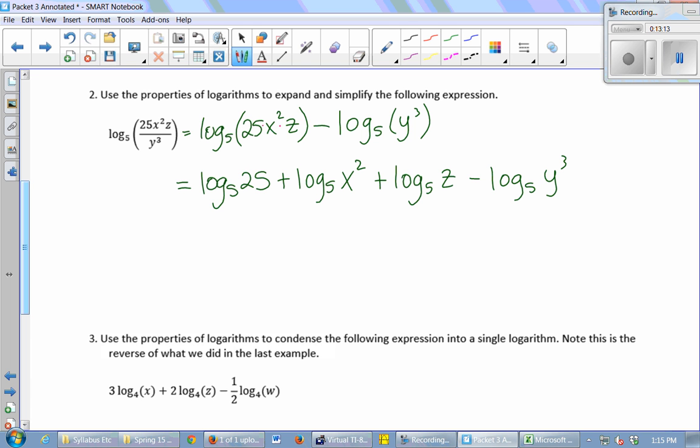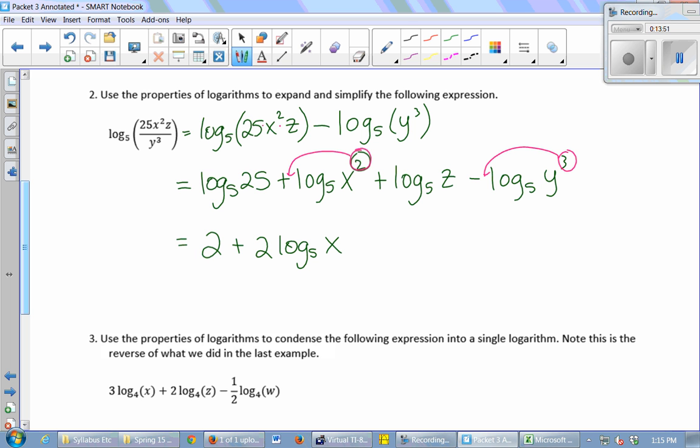Okay, next step. Some of these things I can just evaluate. Some of these things have exponents. And when you have exponents, you can bring them down in front, right? When you have an exponent, it can come down in front of the log. So log base 5 of 25, what is that? 5 to the x equals 25. Yep, so it's 2. So this is 2 plus, bring this 2 down in front of my log, and I have 2 log base 5 of x.